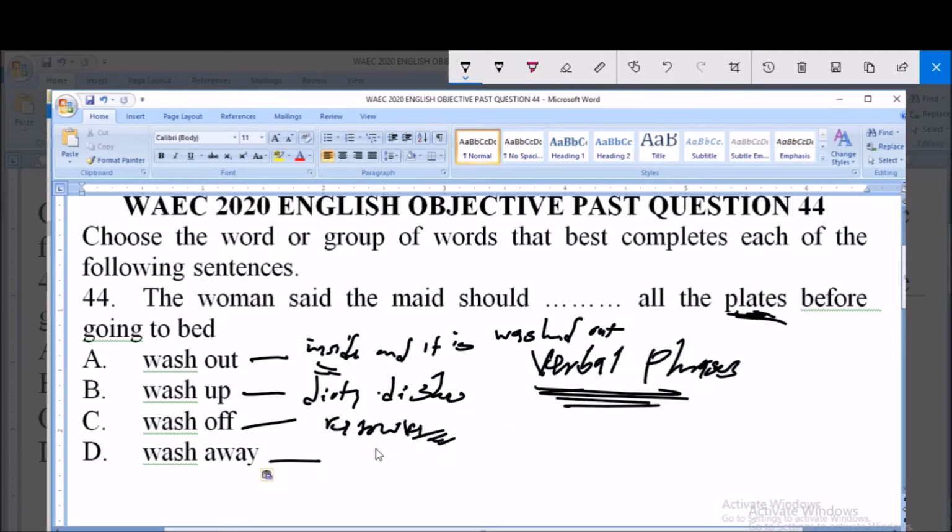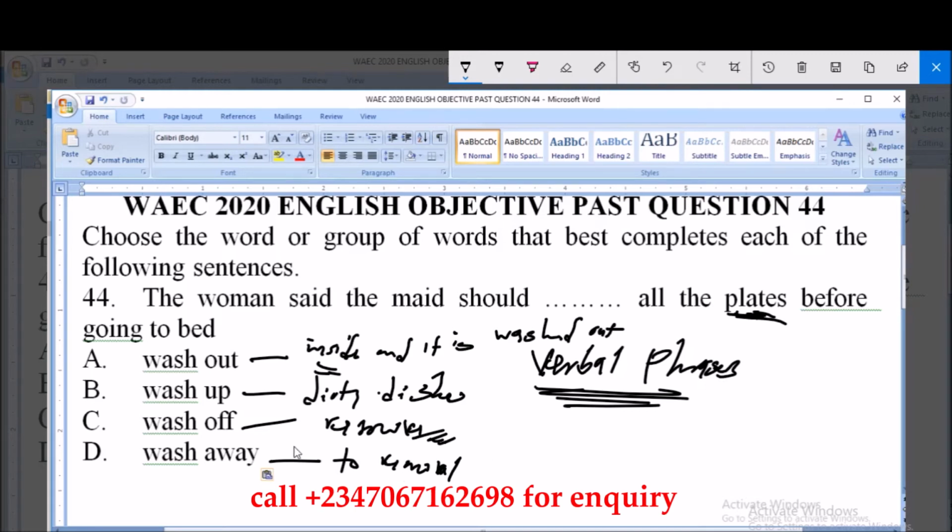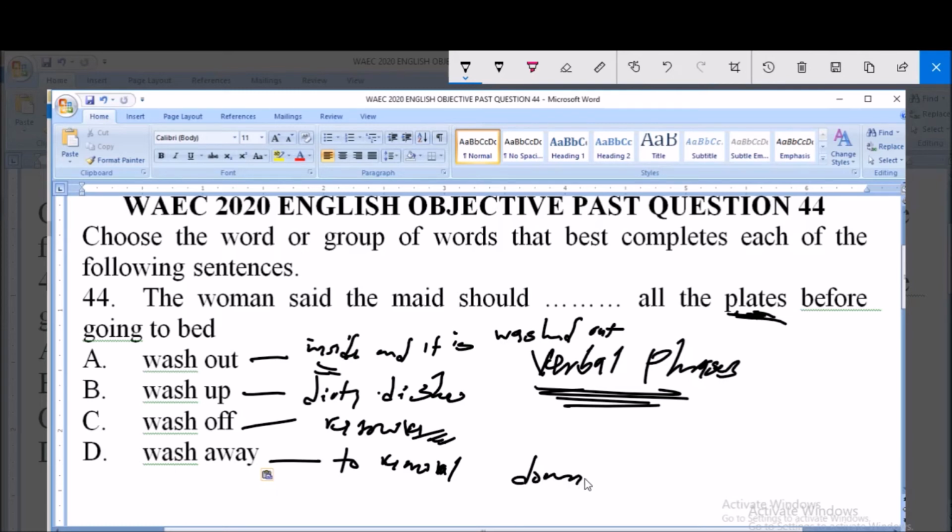Then wash away simply means total removal of something. For instance, you can wash off stain from your clothes, very correct. Then when you say wash away, let's say a downpour can wash away farm crops, very correct. Downpour, that is rainfall, can wash away, so it is correct.